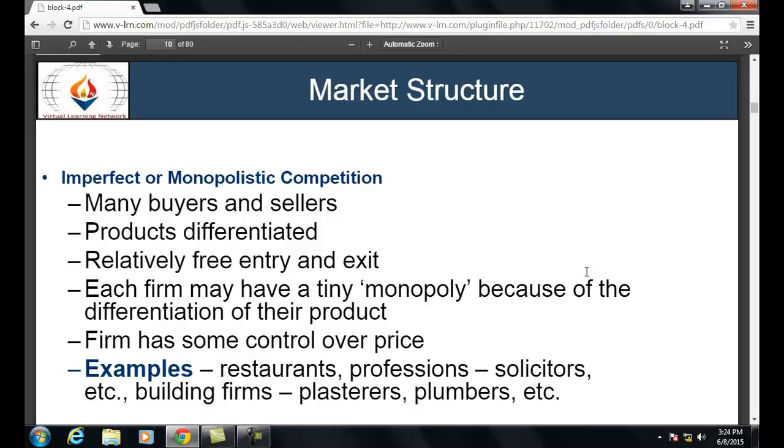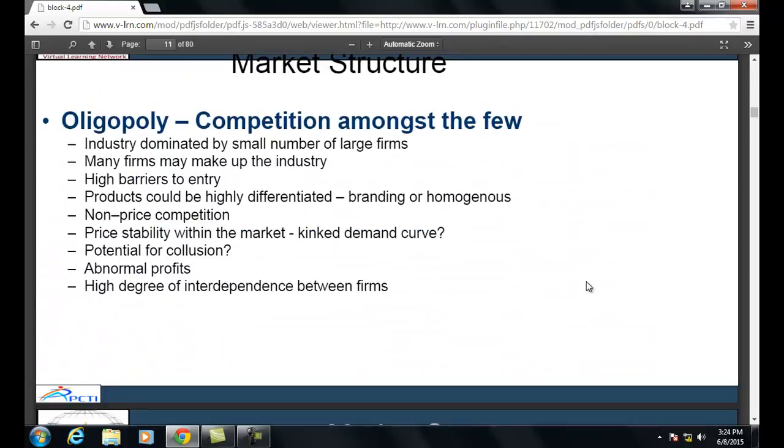Examples are restaurants, professions, solicitors, etc. Building firms, plasterers, plumbers are also examples of imperfect market. Market structure, oligopoly: competition amongst the few, an industry dominated by a small number of large firms. Many firms may make up the industry, with high barriers to entry. That means it is not easy to enter into the oligopoly competition. Product would be highly differentiated or branded.